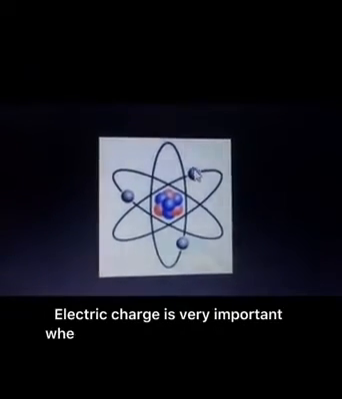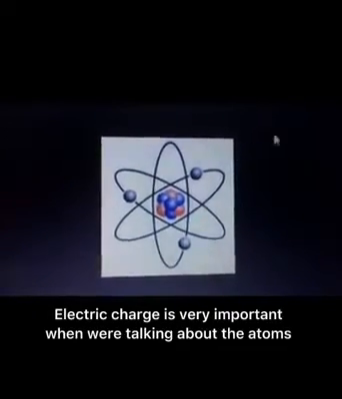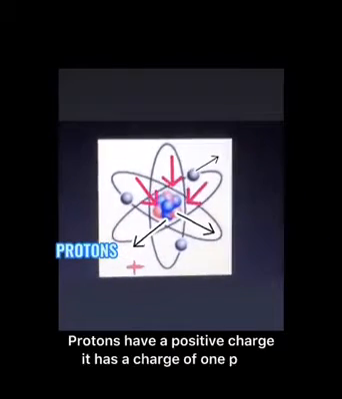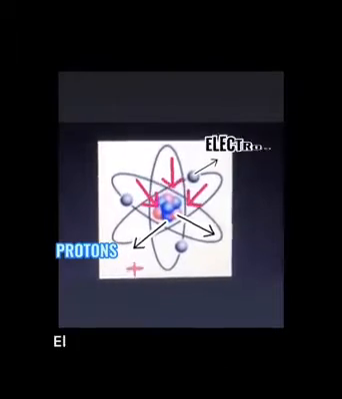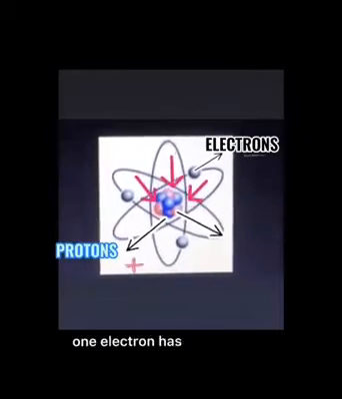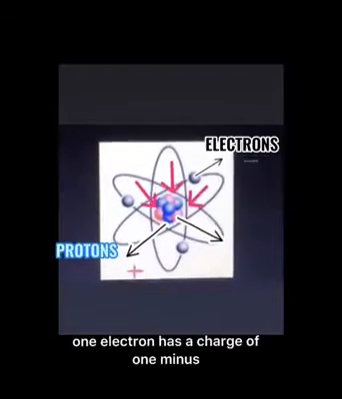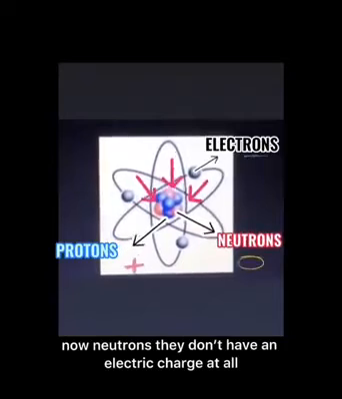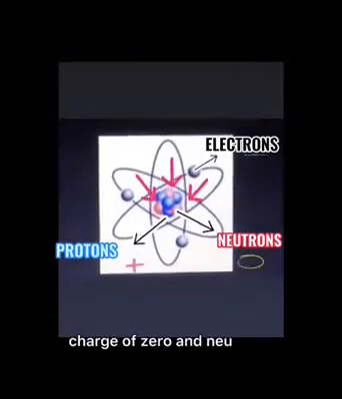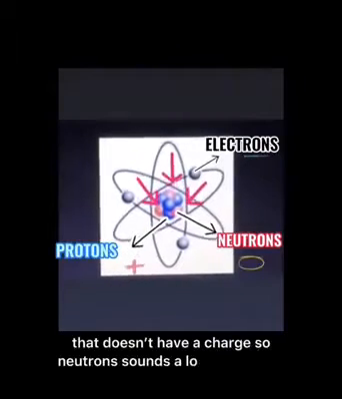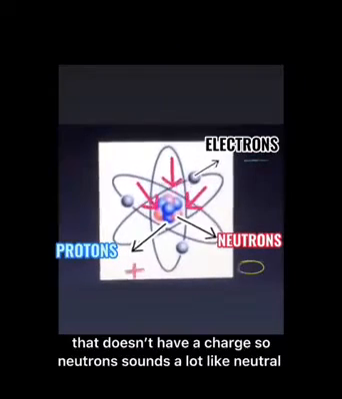Electric charge is very important when we're talking about atoms. Protons have a positive charge. They have a charge of 1 plus. Electrons, on the other hand, have a negative charge. One electron has a charge of 1 minus. Now, neutrons don't have any electric charge at all. A charge of 0 means neutral, which refers to something that doesn't have a charge, so neutrons sounds a lot like neutral.